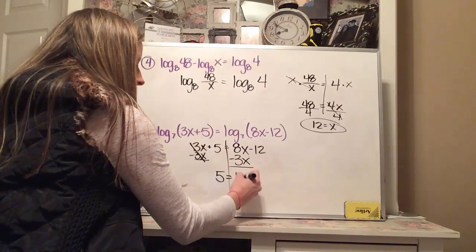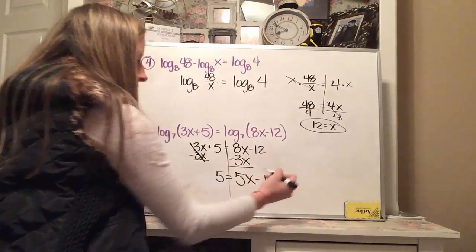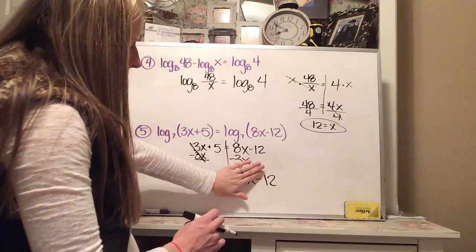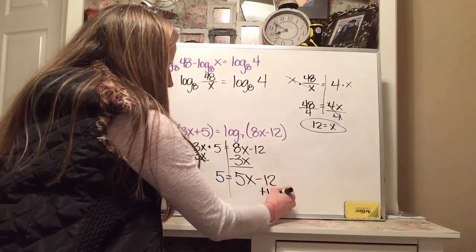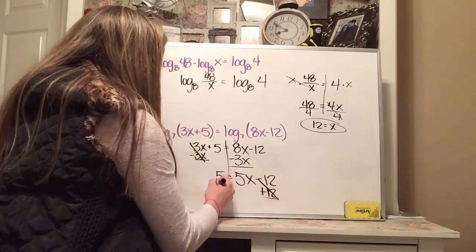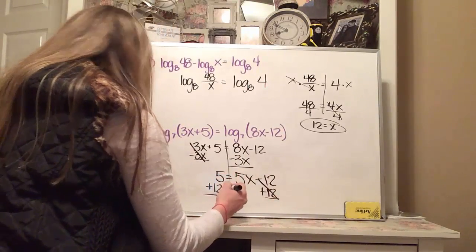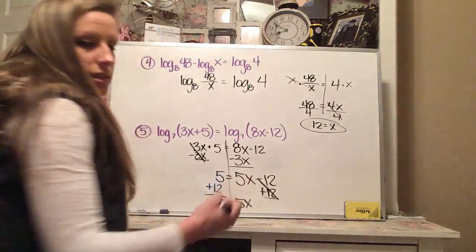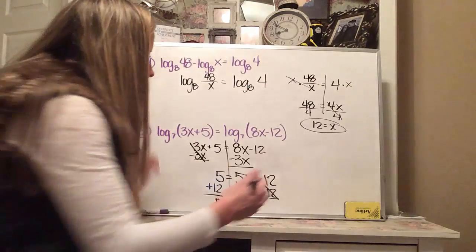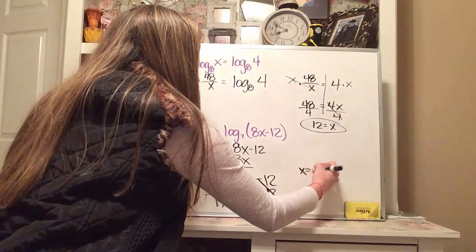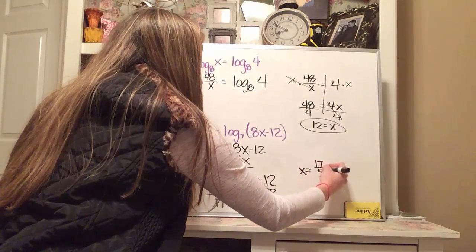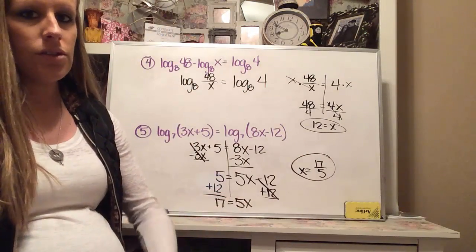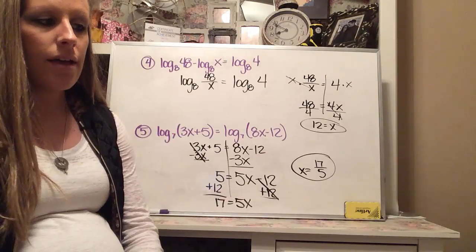So 5 equals 5x minus 12. I'm going to solve for x, so save the x for last. I'm going to add 12 to both sides. So I get 17 equals 5x, divide both sides by 5, and my x is 17 over 5. Okay, so that's 4 and 5.